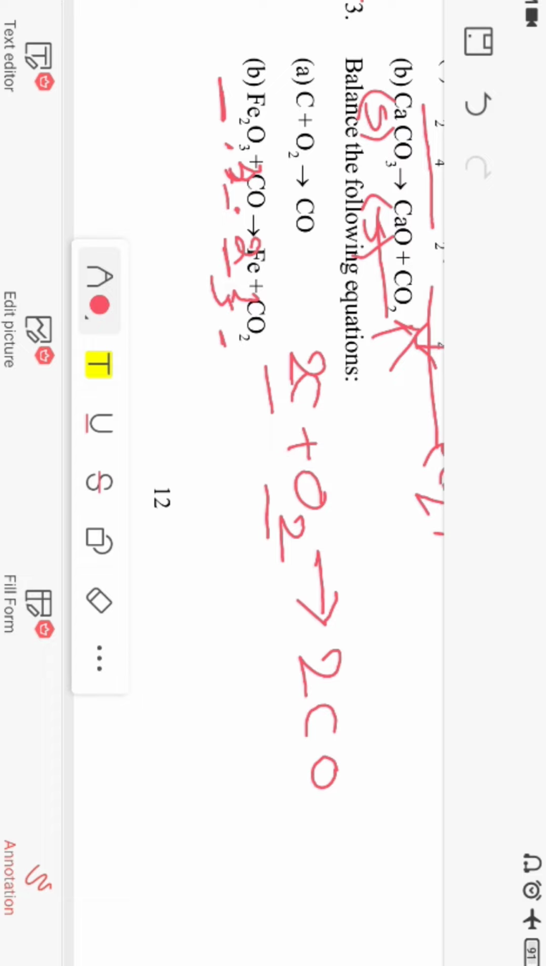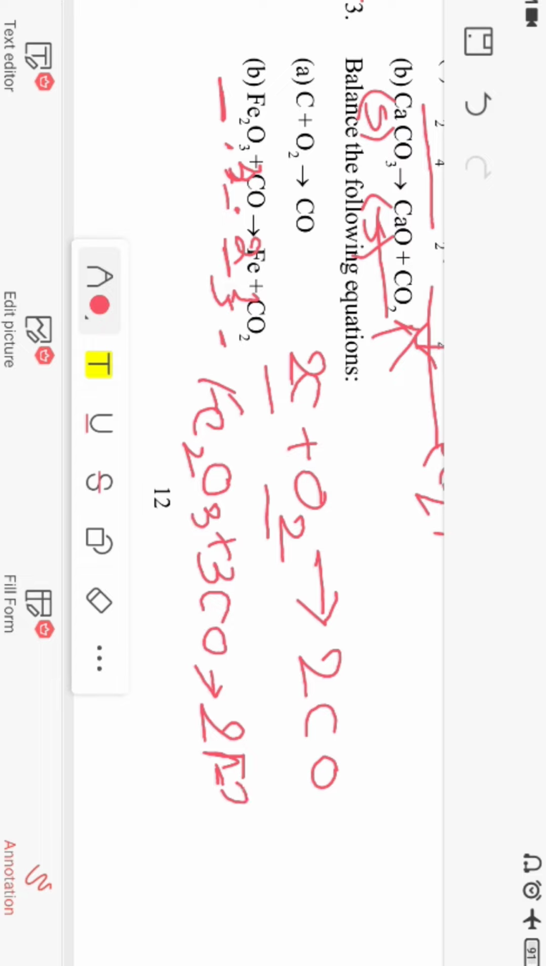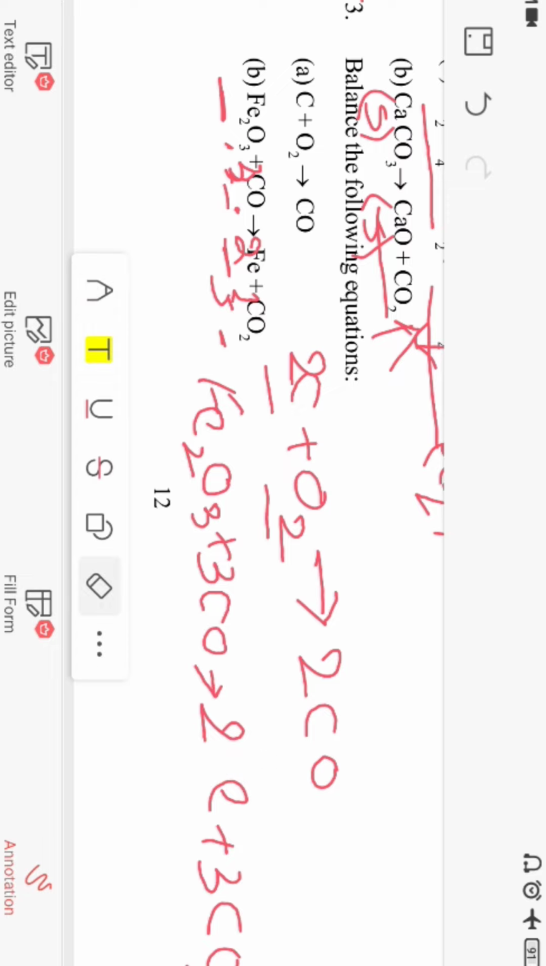Now the balanced equation is like this. I am writing here Fe2O3 plus 3CO gives rise to 2Fe plus 3CO2. This is the answer: Fe2O3 plus 3CO gives rise to 2Fe plus 3CO2. Okay, right.